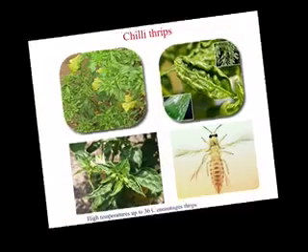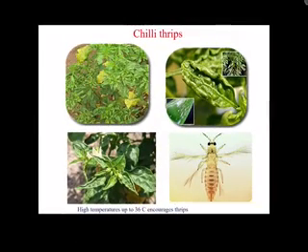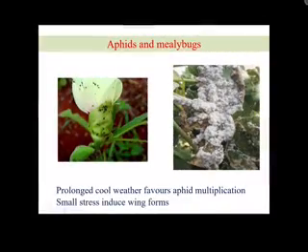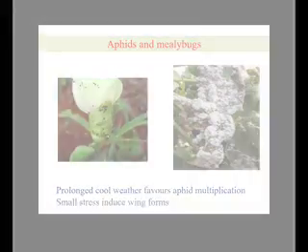So these are all damages caused by thrips on chili. And these are the mealybugs you can see on papaya, completely covered with mealy matter. And these are aphids.